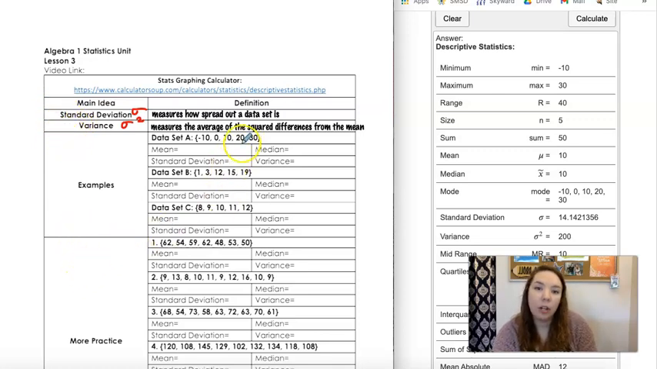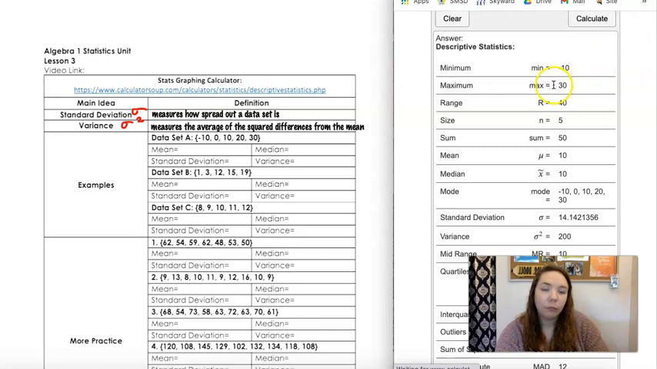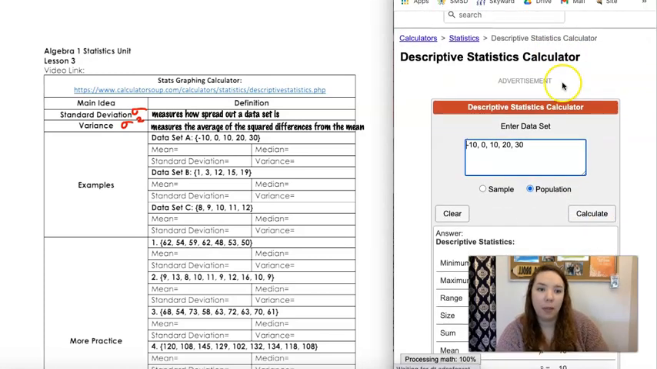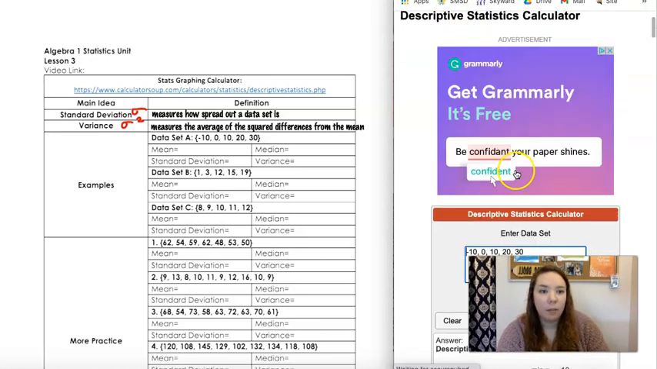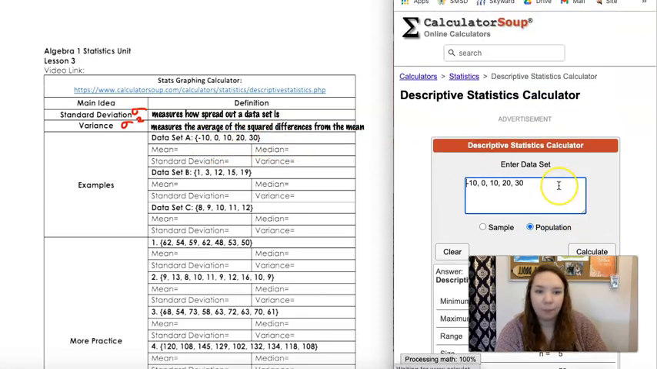Okay, so I'm going to start by typing in my first data set here. And remember, when you first open this, it's going to be set to sample. I had already loaded this up, but when you first load it, it's going to be set to sample, and we want it to be on population because this is our entire data set, not just a portion of a data set. So I went ahead and typed in those 5 numbers and clicked calculate.